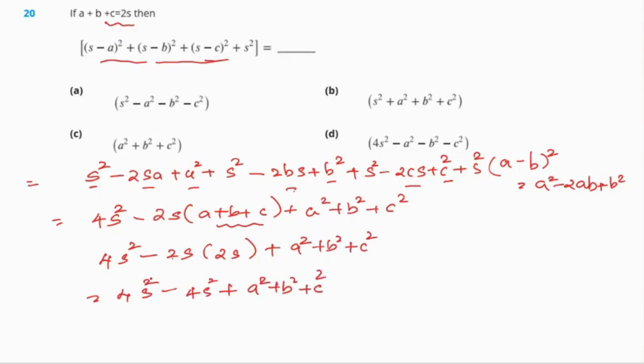So this will become what? 4S square and 4S square will be cancelled off. What is left? A square plus B square plus C square is left. Correct option is option C, A square plus B square plus C square.